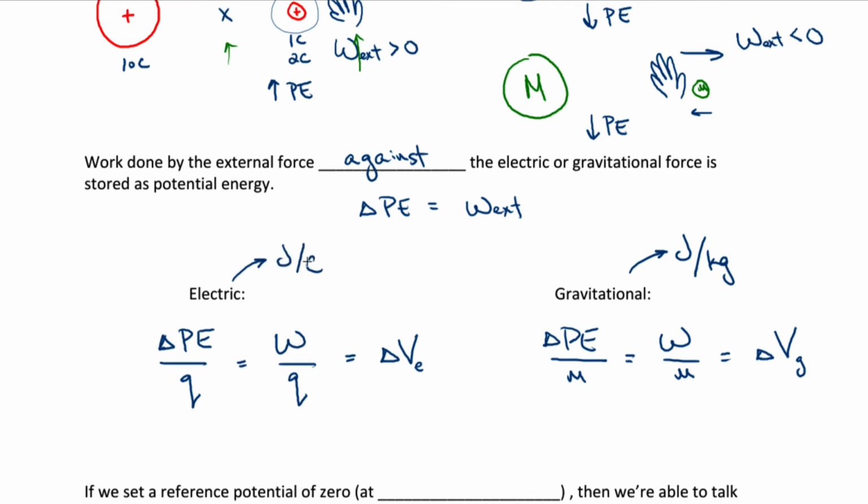Now, joules per coulomb has a special name. We call that volts. And unfortunately, volts, the unit, has the same symbol V as potential. So you just need to keep that straight. Now notice that both of these are differences in potential, so we're talking about a comparison between 2 points.